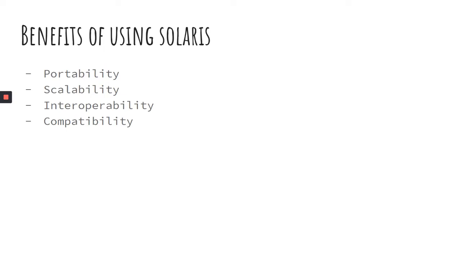Next, interoperability. This enables users to develop strategies for communicating throughout their network. So this means that in your network, you can communicate to anyone as quickly and as efficiently as possible. Next, compatibility.